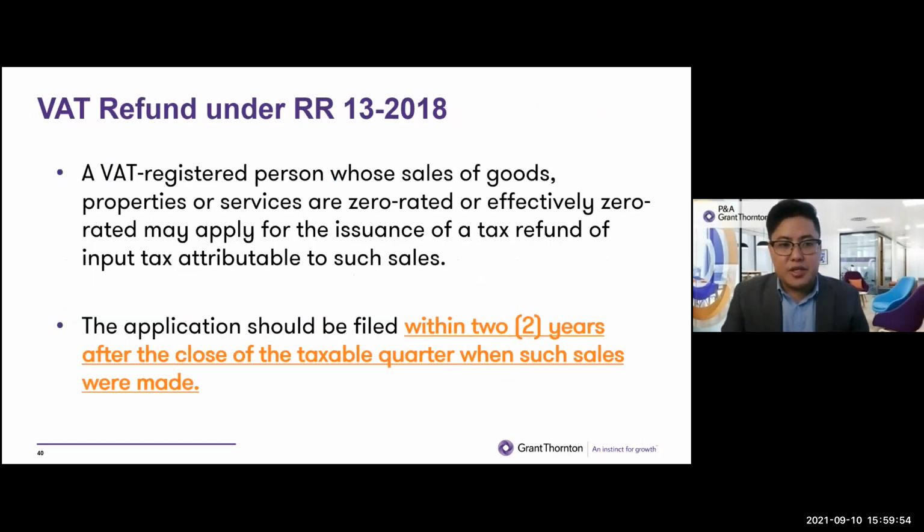So what does this RR 13-2018 tell us when it comes to claims for refund or tax credit? This revenue regulation provides that a VAT registered person whose sales of goods, properties, or services are zero rated or effectively zero rated may apply for the issuance of a tax refund of input tax attributable to such sales within 2 years after the close of the taxable quarter when such sales were made. So right away, there is a period to claim the refund. No? Otherwise, your only option would be to claim the input VAT passed on to you as part of your costs or expenses. You cannot be refunded peso for peso. This is under Section 112 of the NIRC, and this is where the enhanced VAT refund system comes in, which requires that within 90 days, the CIR or his authorized representative should be able to provide the refund.